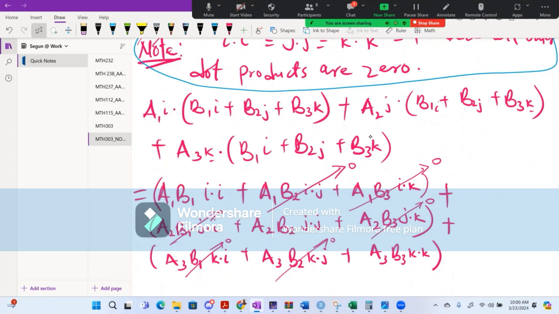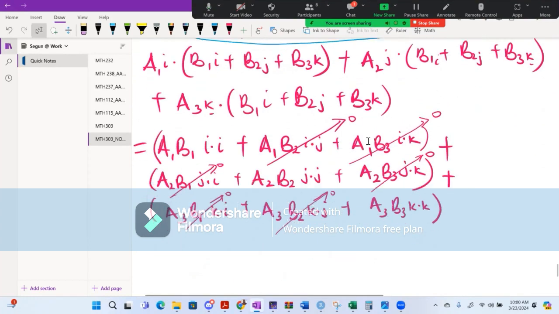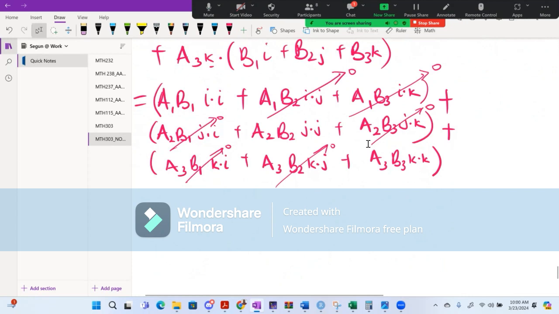i.j is 0. Zero multiplied by anything, b1, b2, will be 0. i.k will also be 0. j.k will also be 0. So far, the components are not the same. If the components are not the same, they are 0. Is that okay now? Yes, sir. So now let's move on.